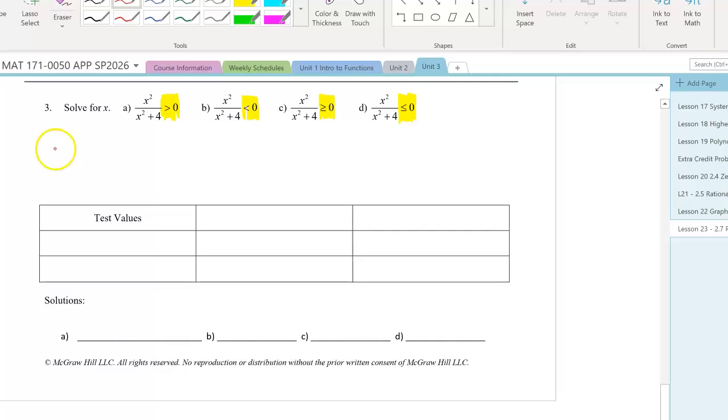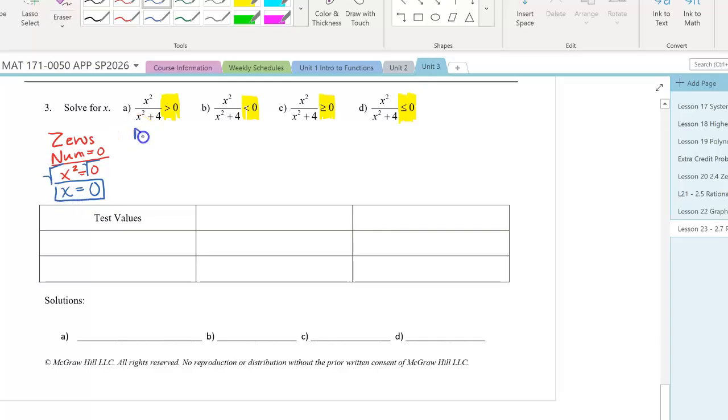So the zeros of the top, we have x squared equals 0. If we take the square root of both sides to solve this, we're going to get x is equal to plus or minus 0, but 0 is neither positive or negative, so we actually just get one solution there.